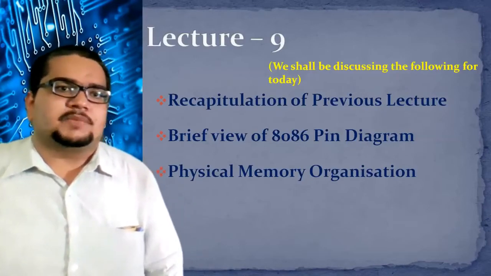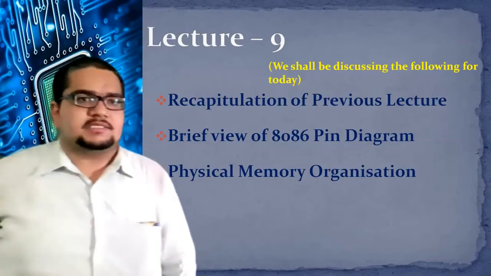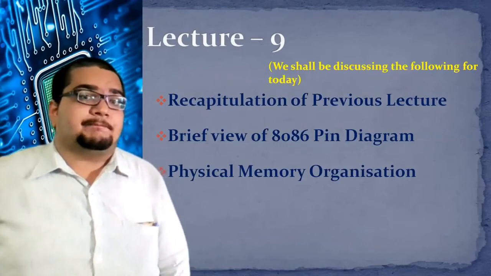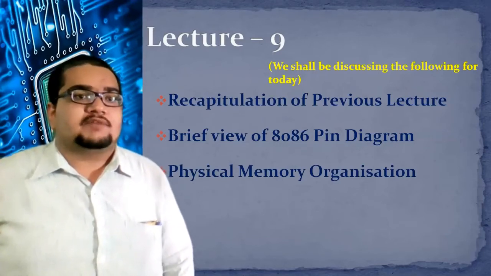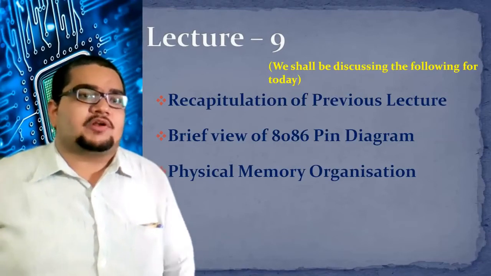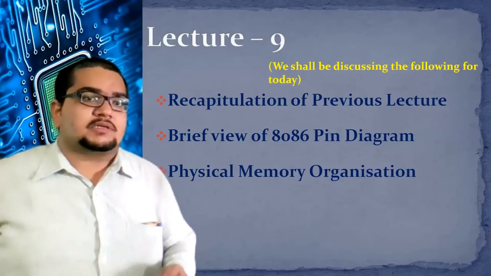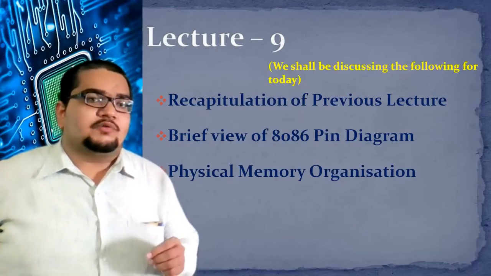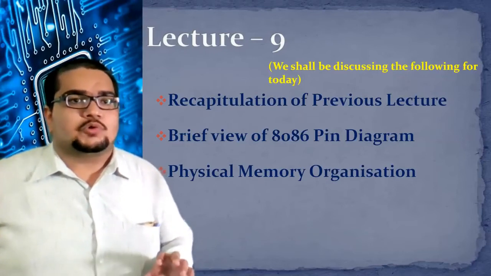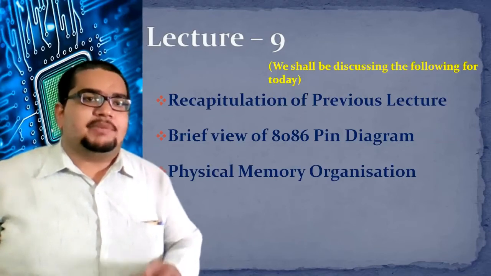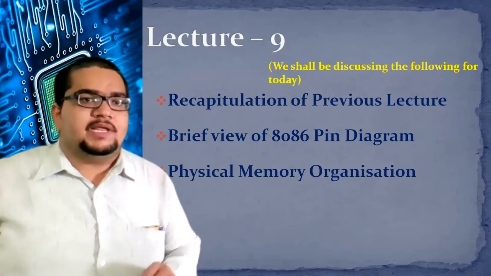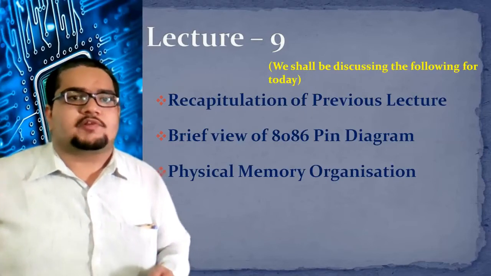So as I said, a quick recap of what we have seen in the previous class, that is the programming model of 8086. Then briefly I'll show you the pin diagram of 8086 also. That will be necessary for us to understand the physical memory organization, because in the physical memory organization, one or two signals or connections will be used which are actually available on the physical pin diagram of 8086. So to visualize those connections properly, a brief idea about the pin diagram and from where these pins are getting connected to the memories should be taken care of. So that is what we'll be checking out.